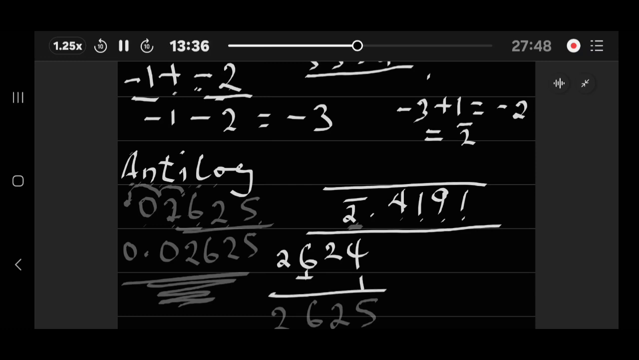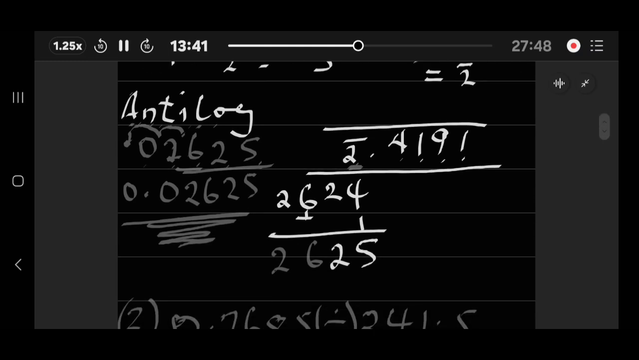Then we'll add it up. If we add it up, we are going to be having 2625. Anti-log 2625. It's now that we'll make use of the bar 2. This is how it goes. Bar 2 means we are going to move the decimal 2 times.